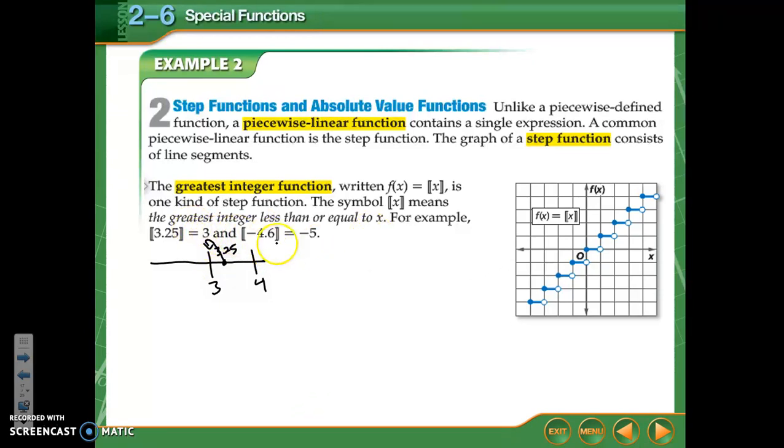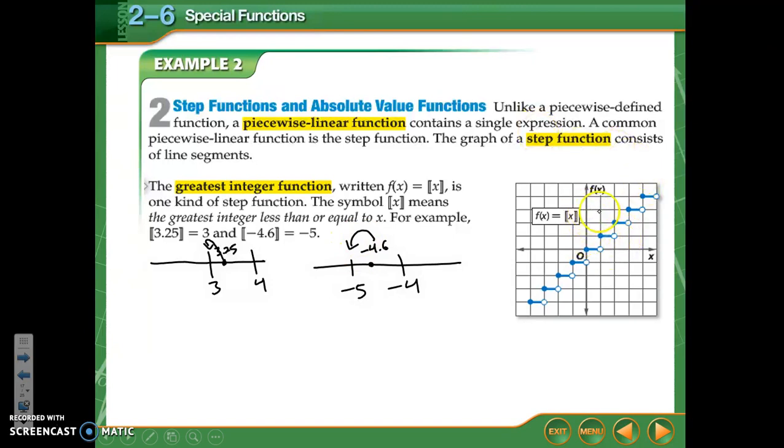When I do negative 4.6, if again I'm thinking about a number line, negative 4, negative 5, negative 4.6 would be about right here. So the greatest integer that is less than or equal to that is the integer directly to the left on the number line, which is negative 5.